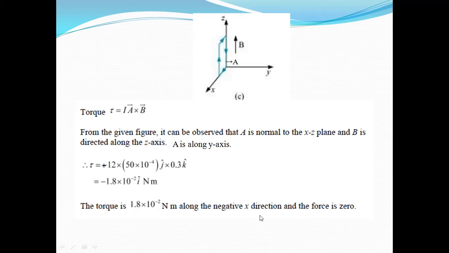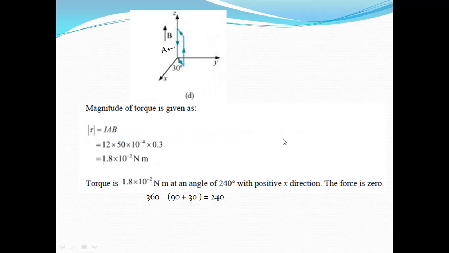Negative x-axis, and force is 0 because the angle between B and L is 0. So let us look at the next case, that is case D. Here we have the coil at an angle 30 degrees to the x-axis. You can see it here.